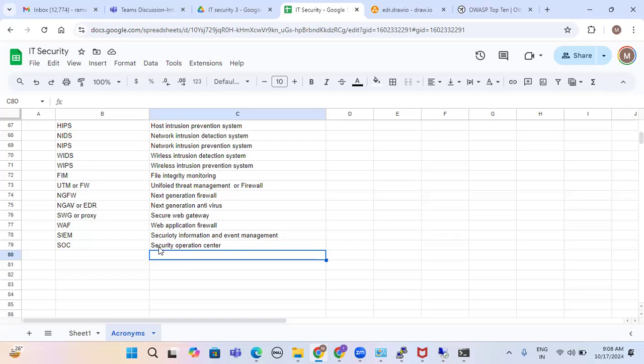So on the rocket side, they will monitor the rocket status. On the flight side, they will monitor the flight status. On the train side, they will monitor the train status. In the same way, we are monitoring security.